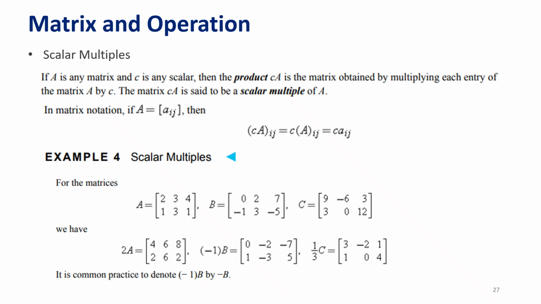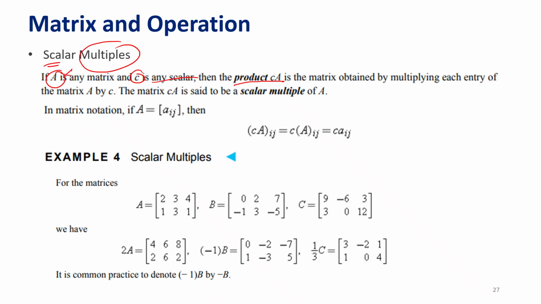Different from addition and subtraction, now we talk about multiplication. First, we talk about scalar multiplication. Scalar multiplication is the multiplication of a matrix, let's say matrix A here, with a scalar value C. This is called the product CA, when you multiply the scalar C with a matrix.